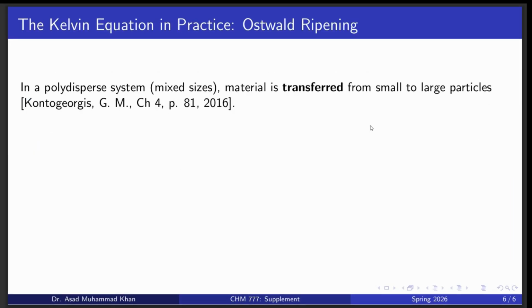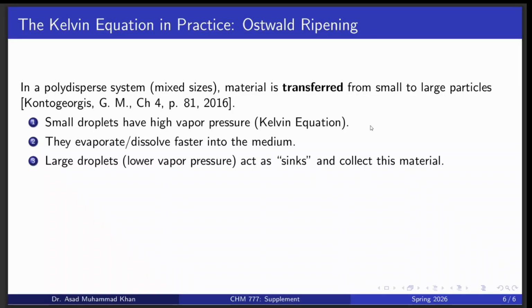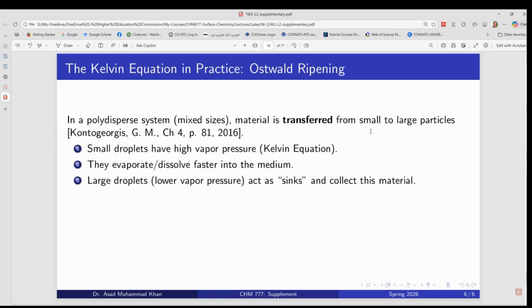In a polydispersed system, that is mixed sizes, material is transferred from small to large particles. This is something that we saw, and we also saw the demonstration. Small droplets have high vapor pressure. They evaporate, that is dissolve faster into the medium. Large droplets, with lower vapor pressure, act as sinks and collect this material. So do you have any questions?